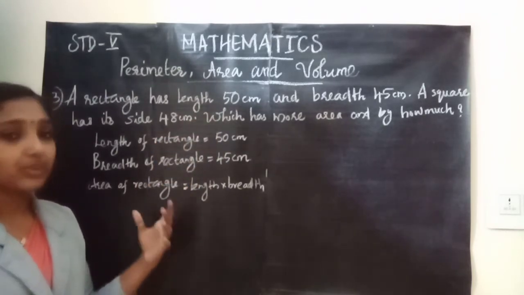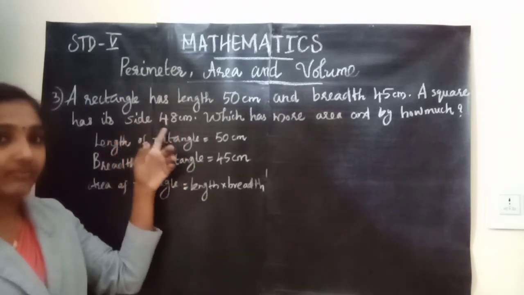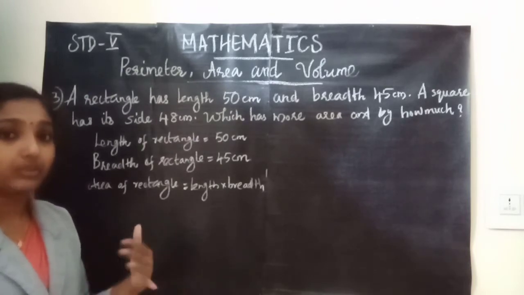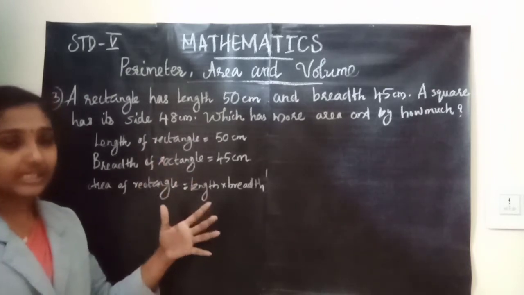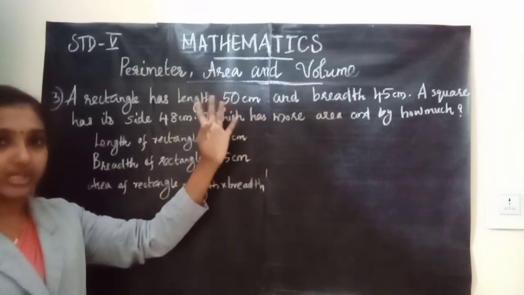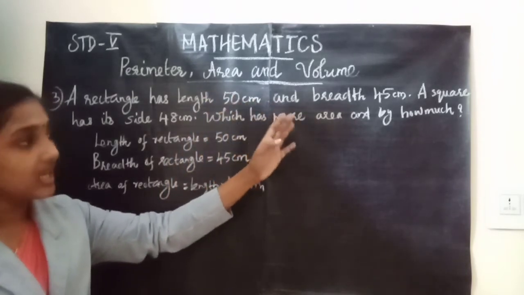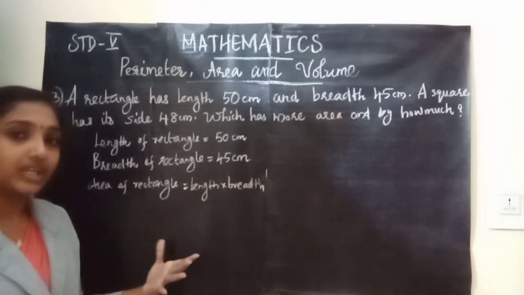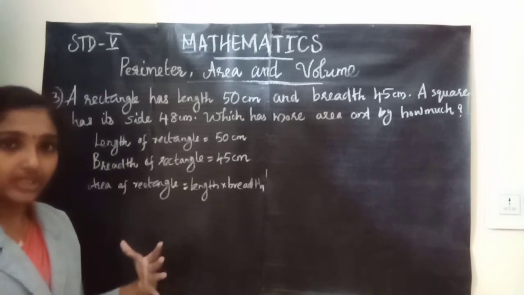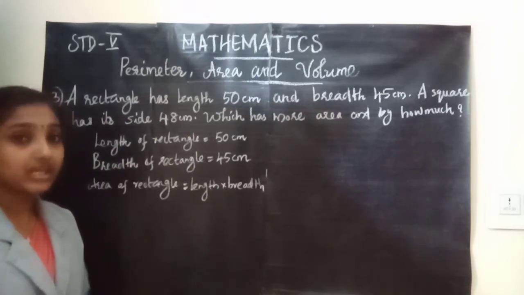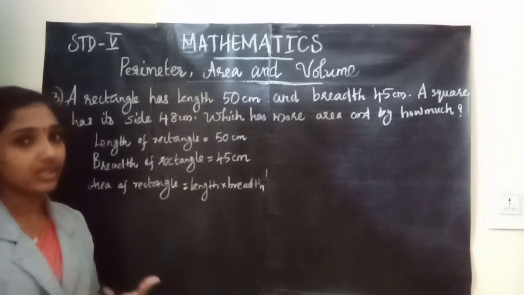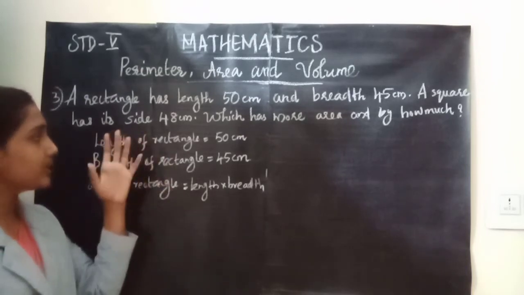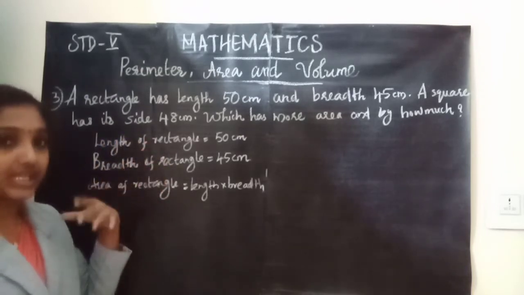And also we have a square with us and the side of the square is given, it is 48 centimeter. And what is our question here? We have to find out which has more area, and also by how much. So first we need to find the area of both the rectangle and the square, and check which has more area and by how much it is more. So to solve this question, first we can find out the area of the rectangle and square.